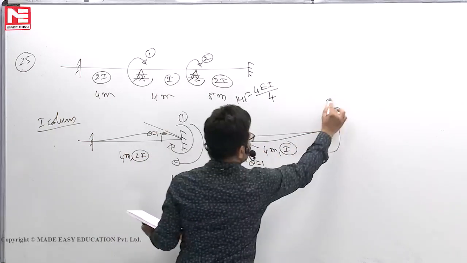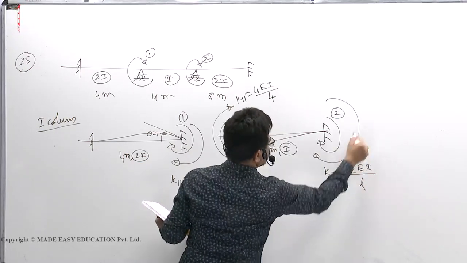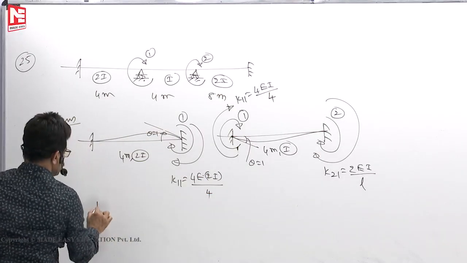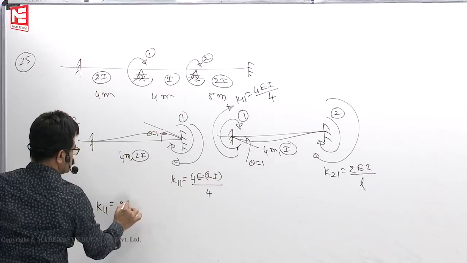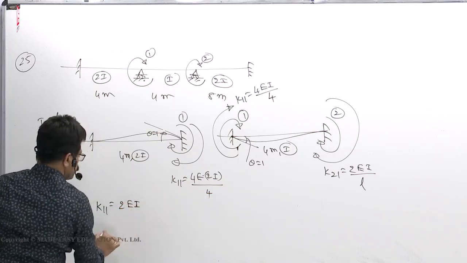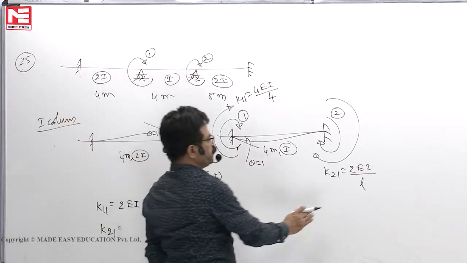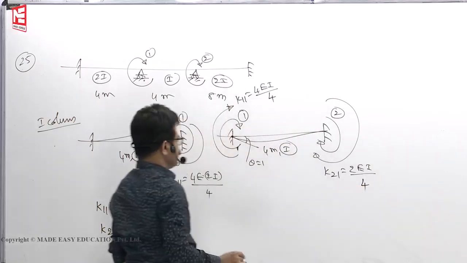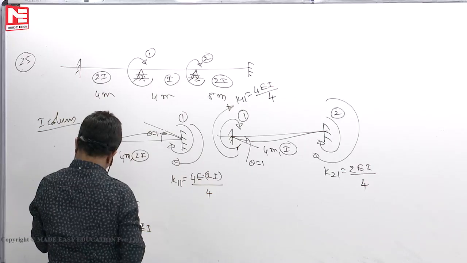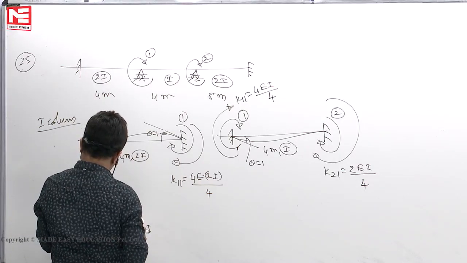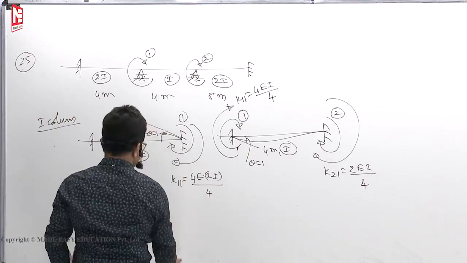Theta is equal to 1. Because of this carryover moment, K21, 2EI by L. Nothing is carried over to that. So first column K11, 8EI by 4 means 2EI. K21, 2EI by 4. That means EI by 2. So 0.5. Then K22. This is the first column.